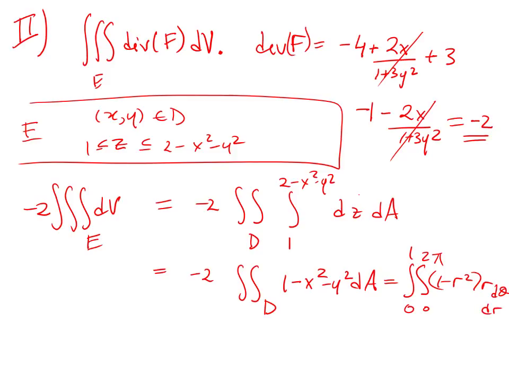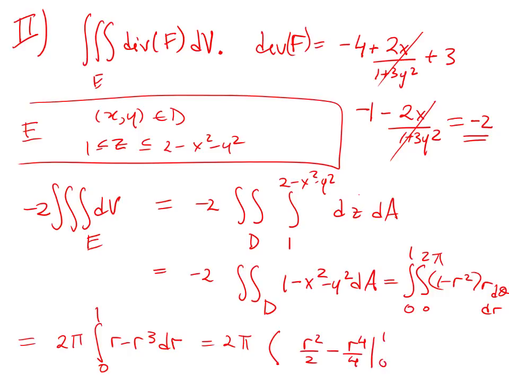So I want to integrate theta first. And this is a constant in terms of theta, so it just becomes 2 pi times the integral from 0 to 1 of r minus r cubed dr, which is 2 pi times r squared over 2 minus r to the fourth over 4, evaluated from 0 to 1, which is just pi. So it's a half minus a fourth.